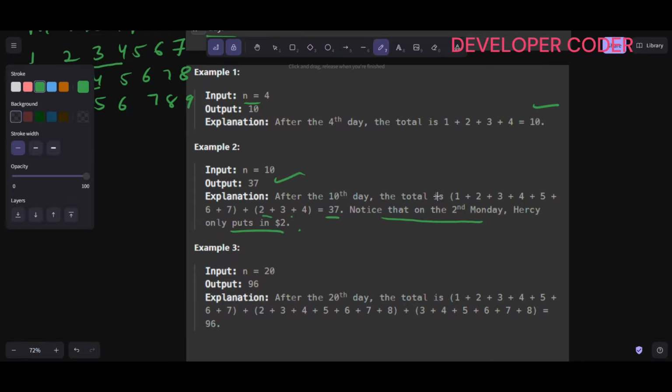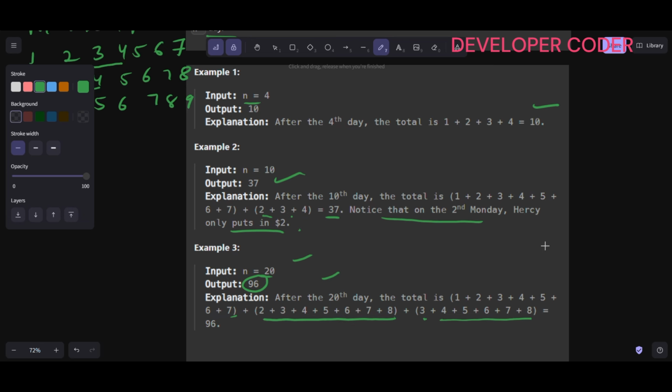And the same way, if you see example number 3, n is equal to 20. So first week 7, then again from 2 we are going to start, then 14 days completed, then again from 3 we are going to start until 8. Because we need n equal to 20, we are going to get 96. So this is what we need to do.